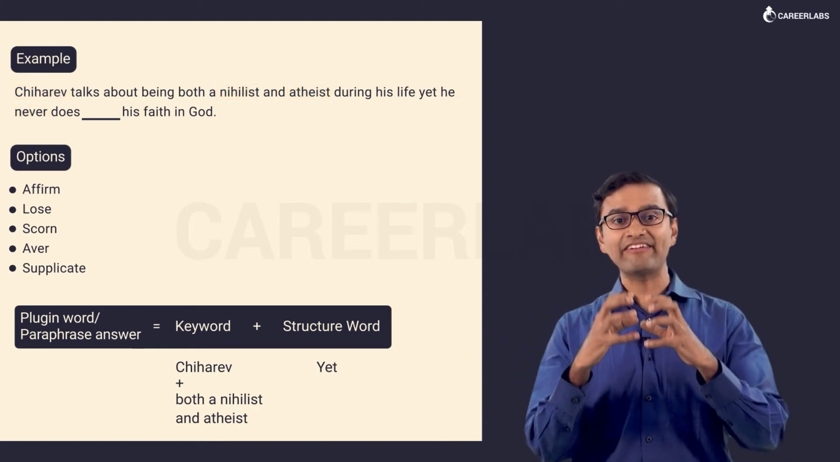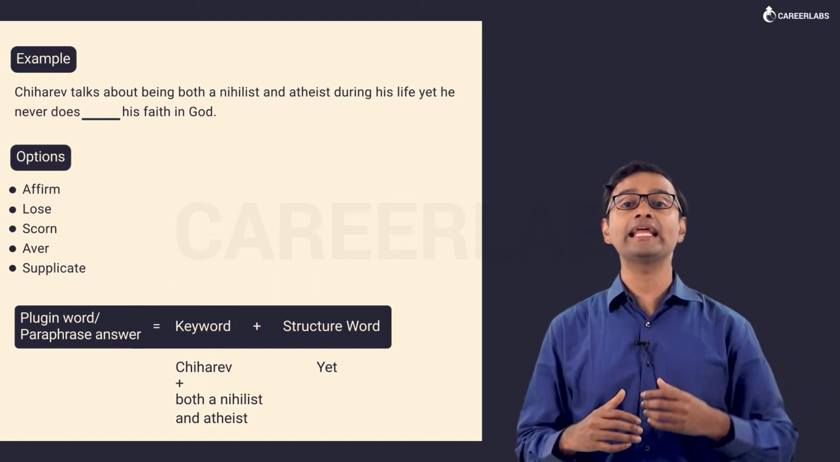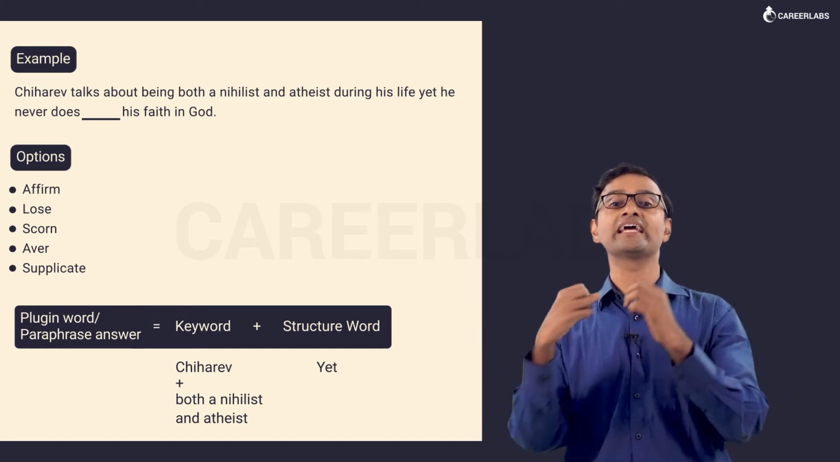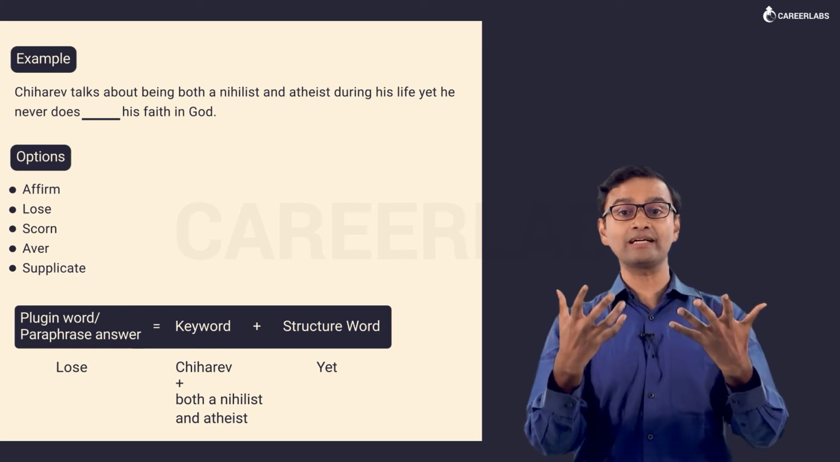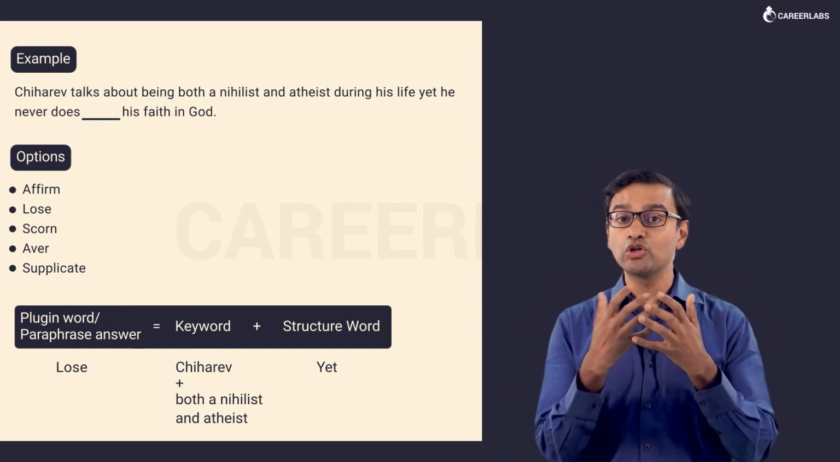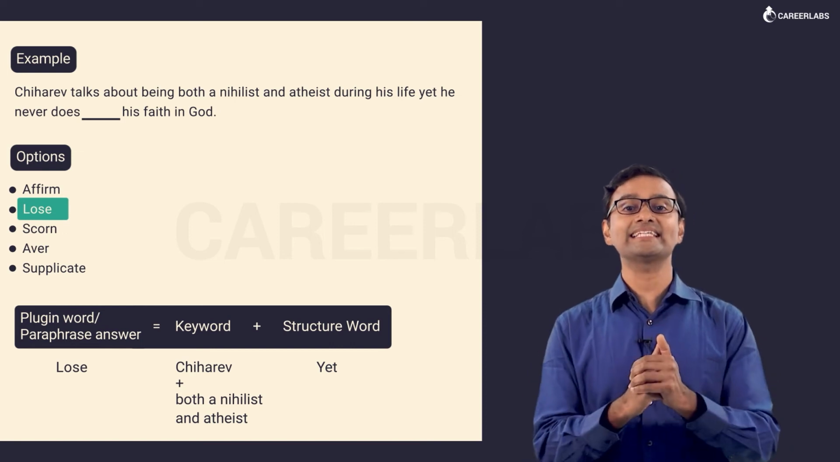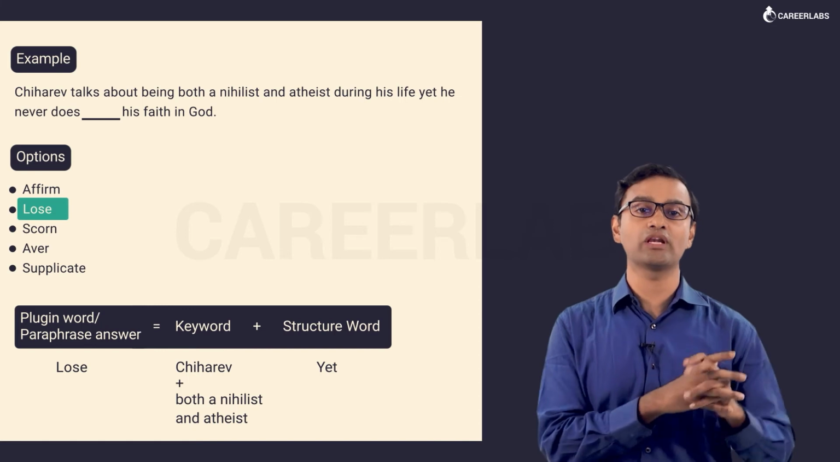So once we take everything into consideration, we understand that although Chiharev claims to be an atheist and a nihilist, he never loses his faith in God, which is a contrasting stance. So, lose becomes our plug-in answer. And would you look at that? We have lose as one of the options. This example helps us understand a simple nuance that can be easily overlooked.